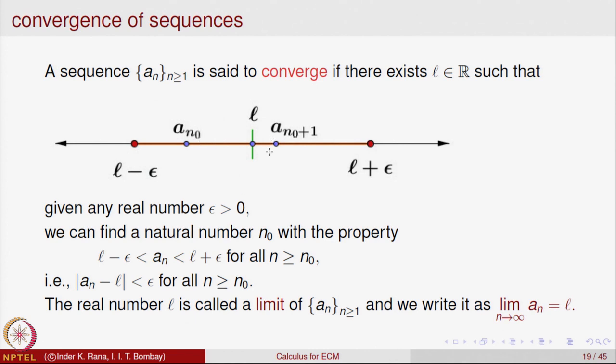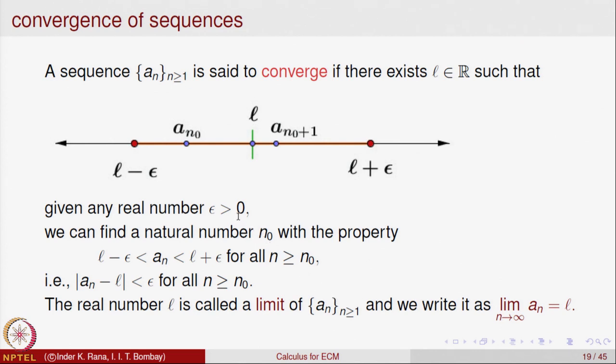but after that n naught stage, the tail of the sequence, you can think of it as a tail, that a 1, a 2, a n naught minus 1, a n naught onwards, that is the tail of the sequence, that should lie in between this interval. Then we will say that the sequence a n converges to L, that is the limit. So, we say that a n converges to L and write it as limit n going to infinity a n equal to L.